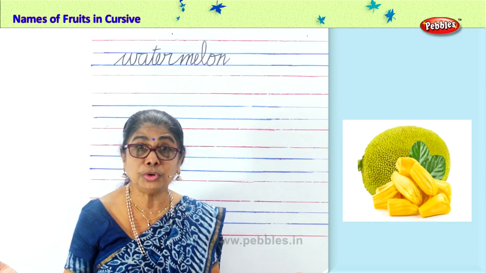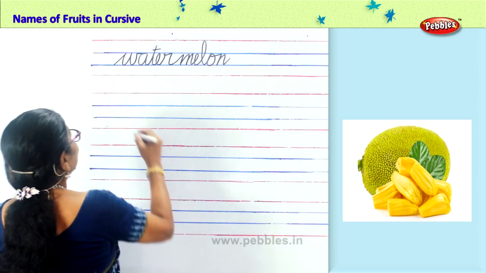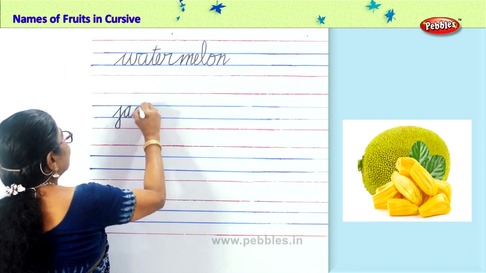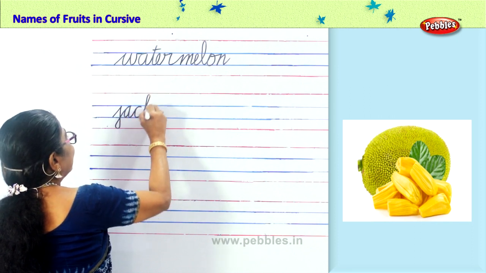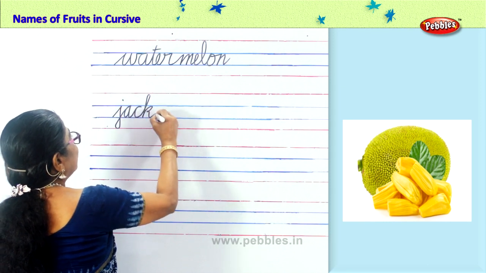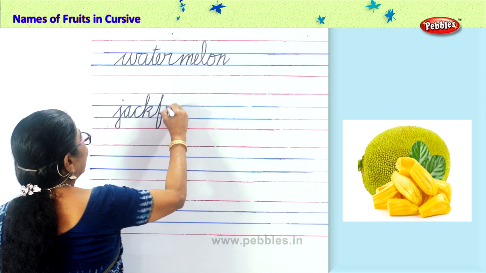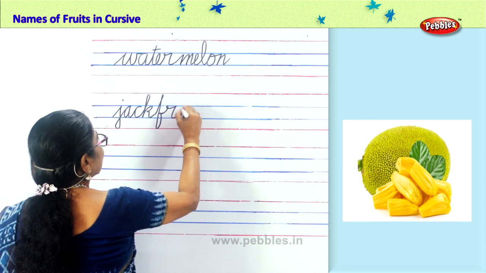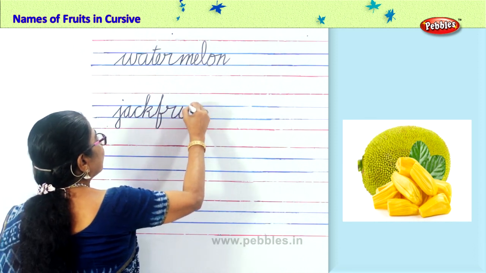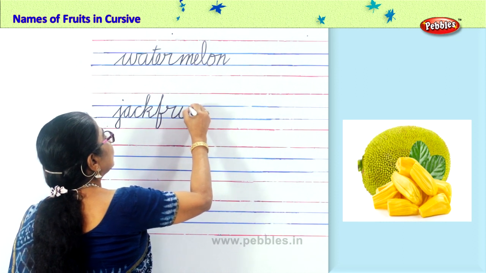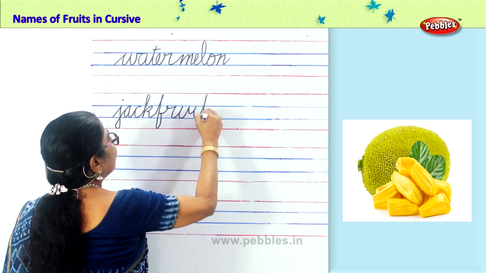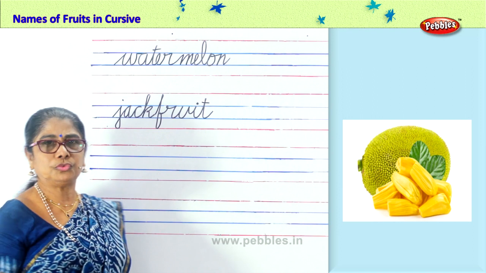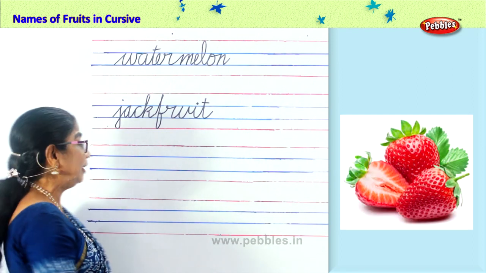Jackfruit. The biggest fruit. Jackfruit. Let's write. J, A, C, K, fruit. F, R, U, I, T. Jackfruit. Next, strawberry. Very good.